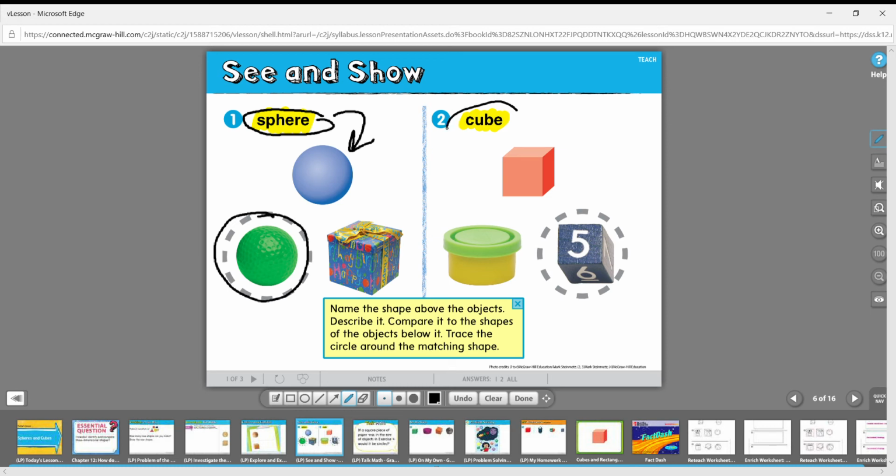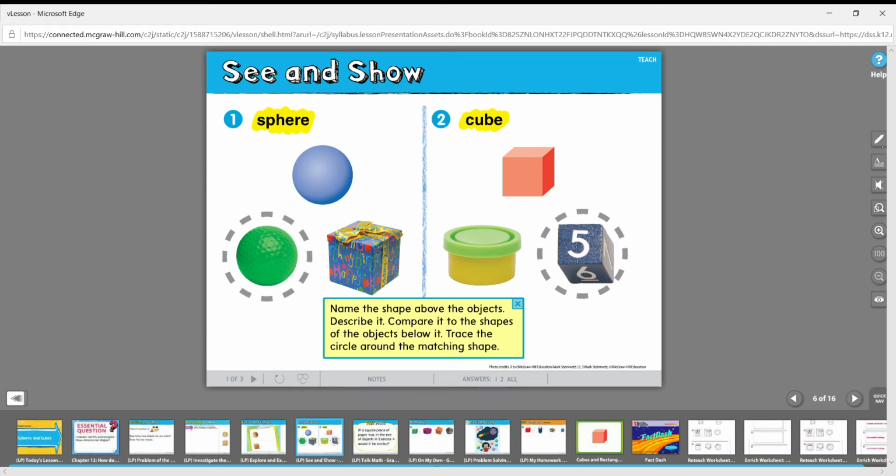And then we have the next one. The word is cube. There's a picture of a cube. Same thing. Compare it to the shapes of the objects below and trace the circle around the matching shape. That's a little Play-Doh container. It's a cylinder. And over here we have the cube. Dice are a cube shape. So you're going to do that.